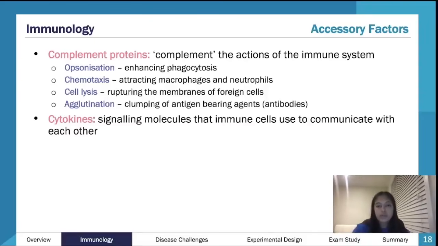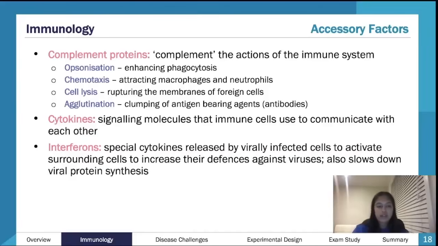So cytokines are also quite important. They're signaling molecules, and they're basically just methods of communication. So if a cell wants to talk to another cell, they'll release these cytokines. Interferons are also very important. They're a sort of subset of these cytokines, and they're released by cells that are infected with viruses.